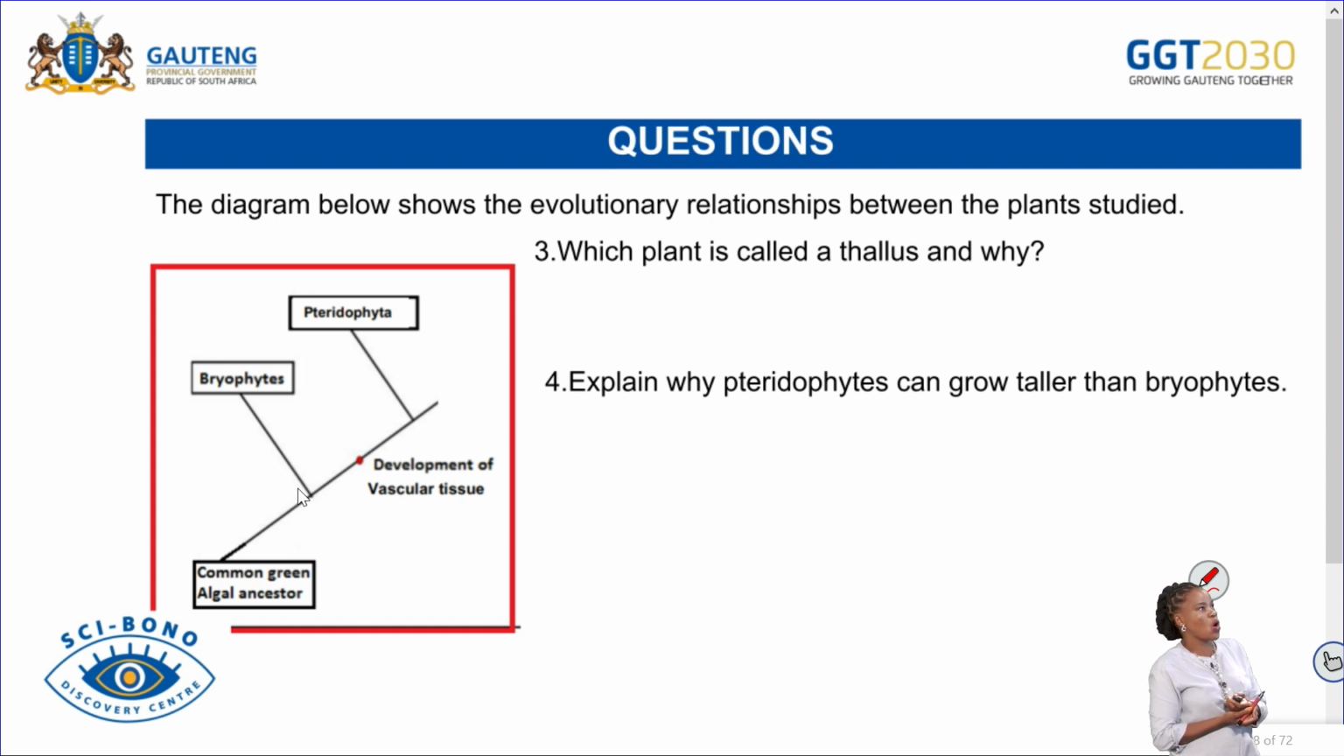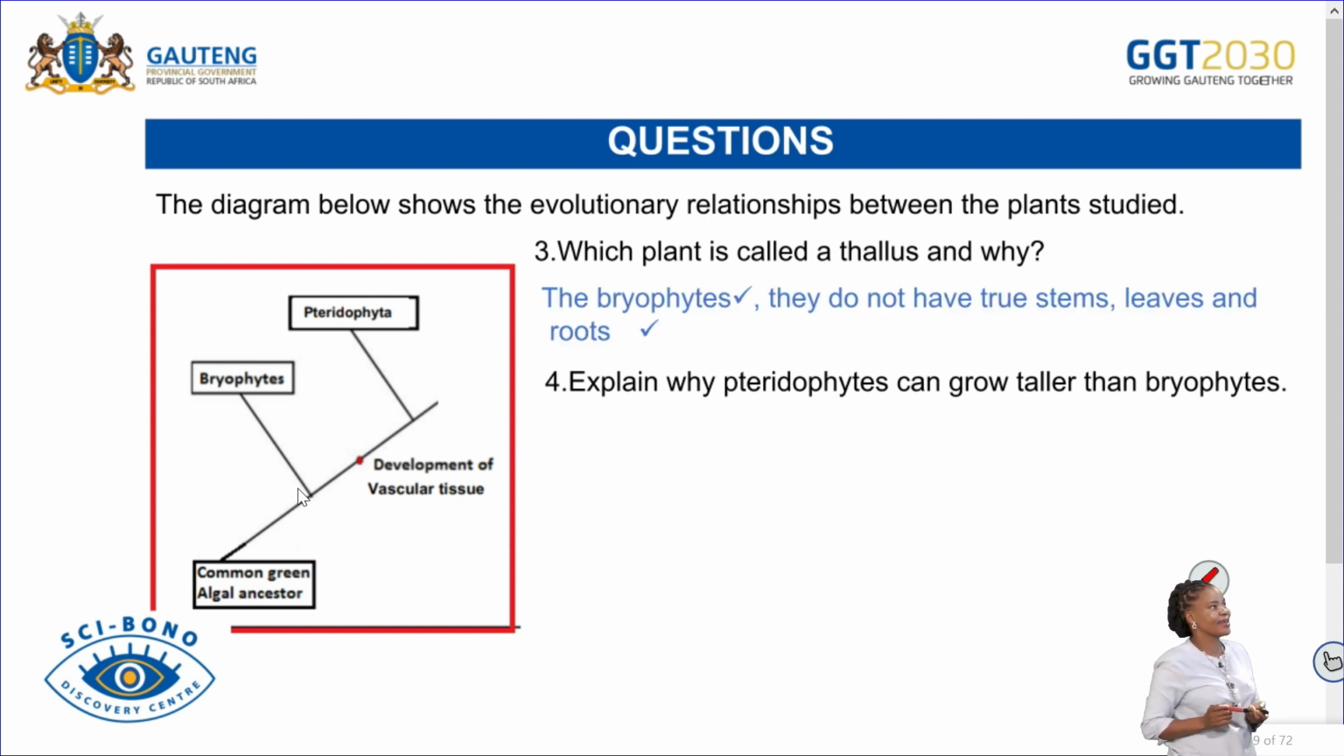Which plant is called the thallus, and why? Which plant is called the thallus and why? Still considering our diagram, is this a thallus or is that the thallus? Which one of the two and why? The one that is called the thallus are the bryophytes. We all remember that. And why are they called the thallus? It is because they don't have true roots, they don't have true leaves, and they don't have true stems. So that's why they are the thallus.